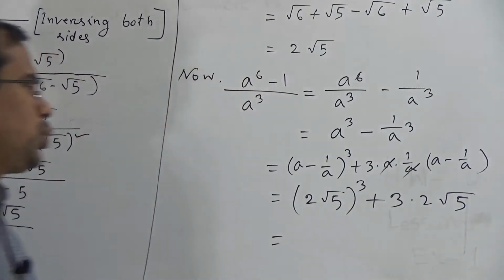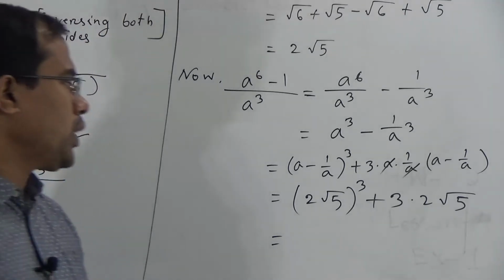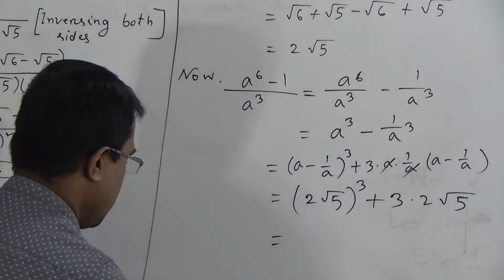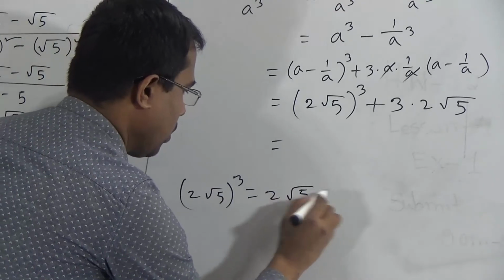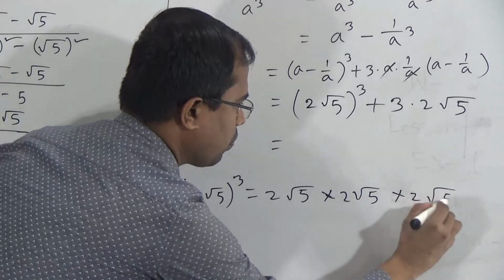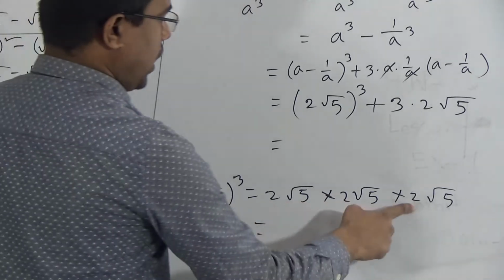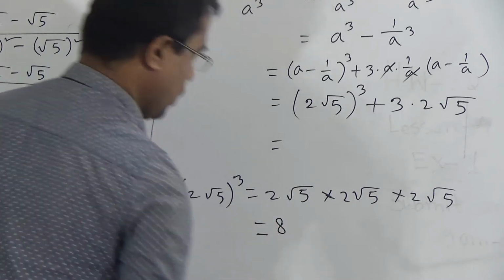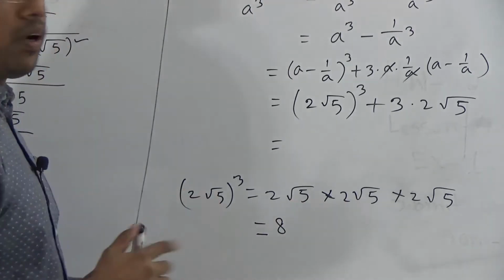Now 2 root 5 whole cube is equal to the multiplication of 2 root 5 occurring 3 times. That means 2 root 5 whole cube is equal to 2 root 5 multiplied by 2 root 5 multiplied by 2 root 5. If we multiply 2, 2 and 2, 2 twos are 4 and 4 twos are 8. Now root 5 and root 5: if we multiply root 5 with root 5, then it will be only 5.